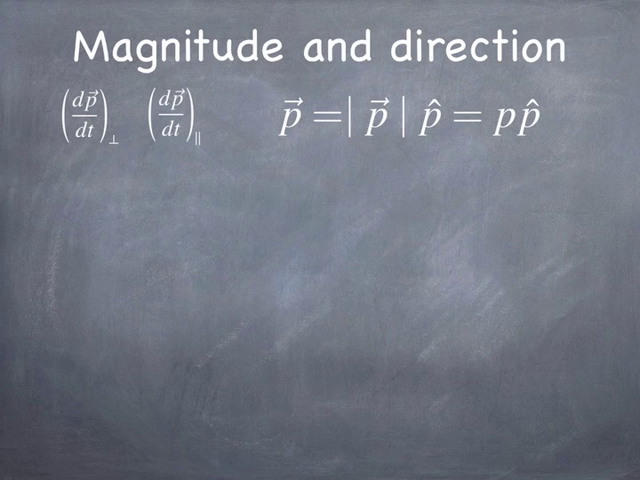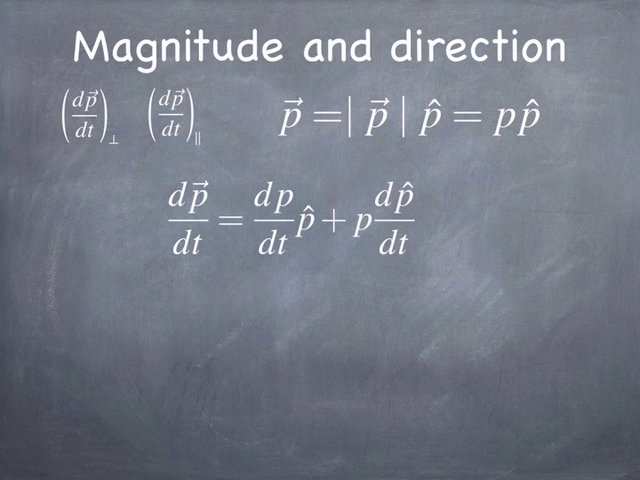If I take the derivative of the momentum vector with respect to time and apply the product rule to this product, I get that the rate of change of the momentum vector is the rate of change of the magnitude of the momentum vector times a unit vector that points in the direction of the momentum. That's the parallel component, and so we can think of that as dp/dt parallel. How do I know it's parallel? Well, it points in the p hat direction, so it's got to be parallel to the current momentum.